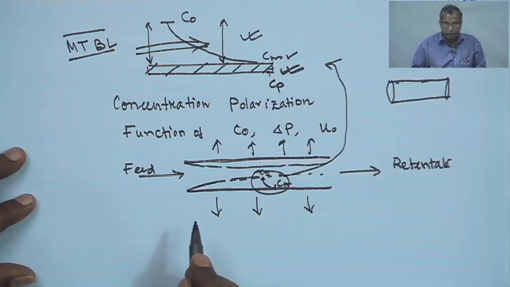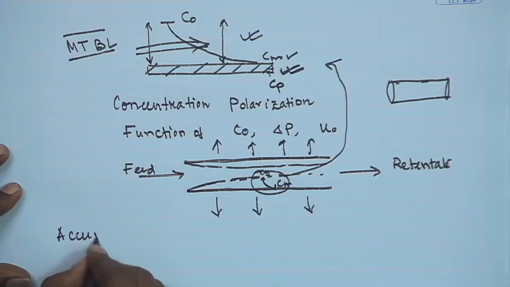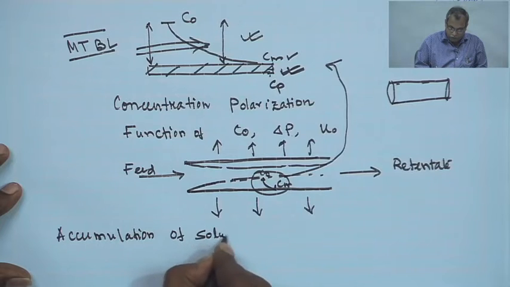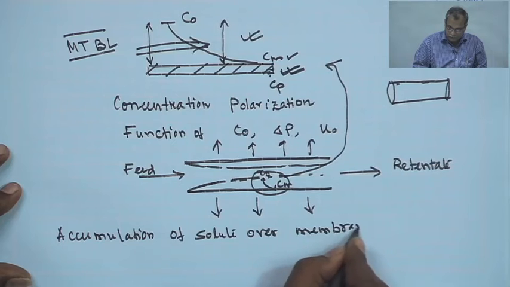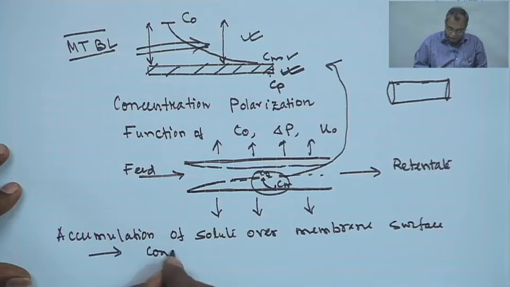So, then it will give a complete description of the modeling of the solute and the solvent through the membrane system, and ultimately we are going to get a system performance in terms of solvent flux and the solute concentration in the permeate. Anyway, now what is concentration polarization? The formation or accumulation of solute over the membrane surface is known as concentration polarization.